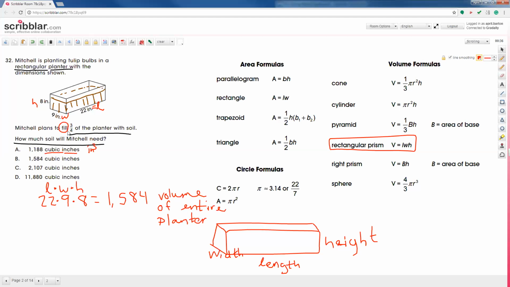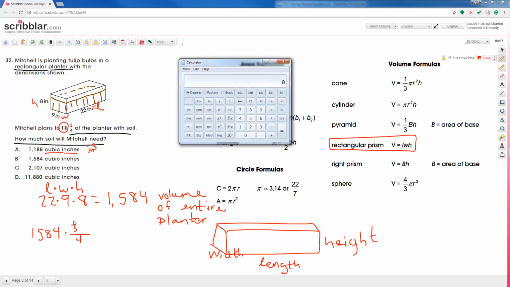The question asked us to fill it 3/4 of the way full. So we need to figure out the amount of soil if it's not all the way to the top. When you're filling something, you can actually just multiply by that fraction. 1584 times 3/4. That will give us how much soil is going to fill it up 3/4 of the way. I'm going to actually pull up my computer calculator this time so that I can show it on screen.